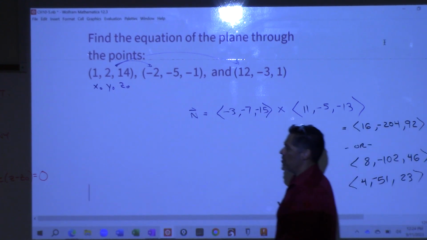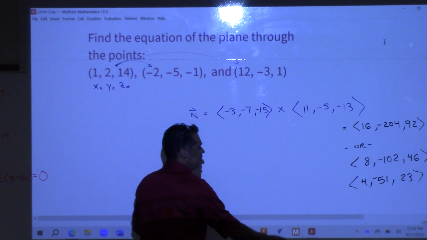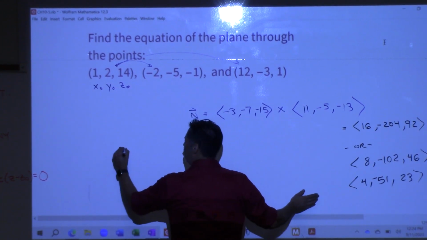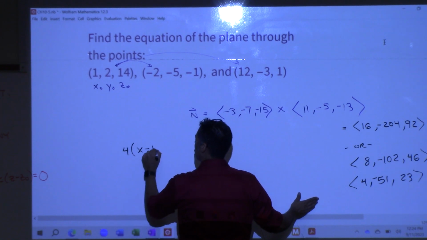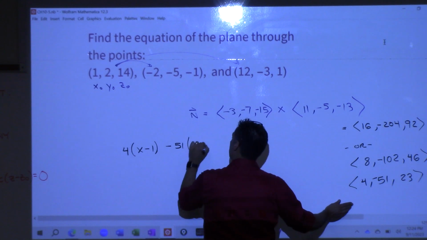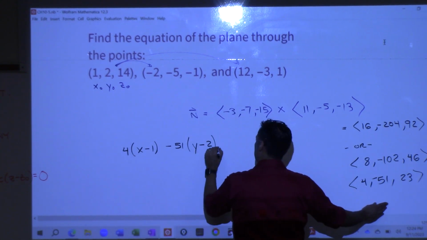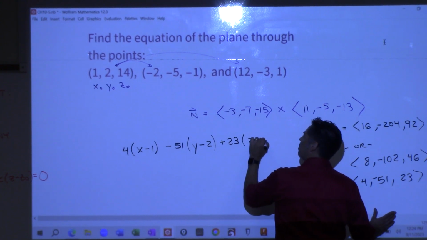And so now the equation. I'm just going to plug into this. Okay, so I'm going to use this as my A, B, C. So 4 parentheses x minus 1. And then -51, and then y minus 2. And then plus 23, and then z minus 14.